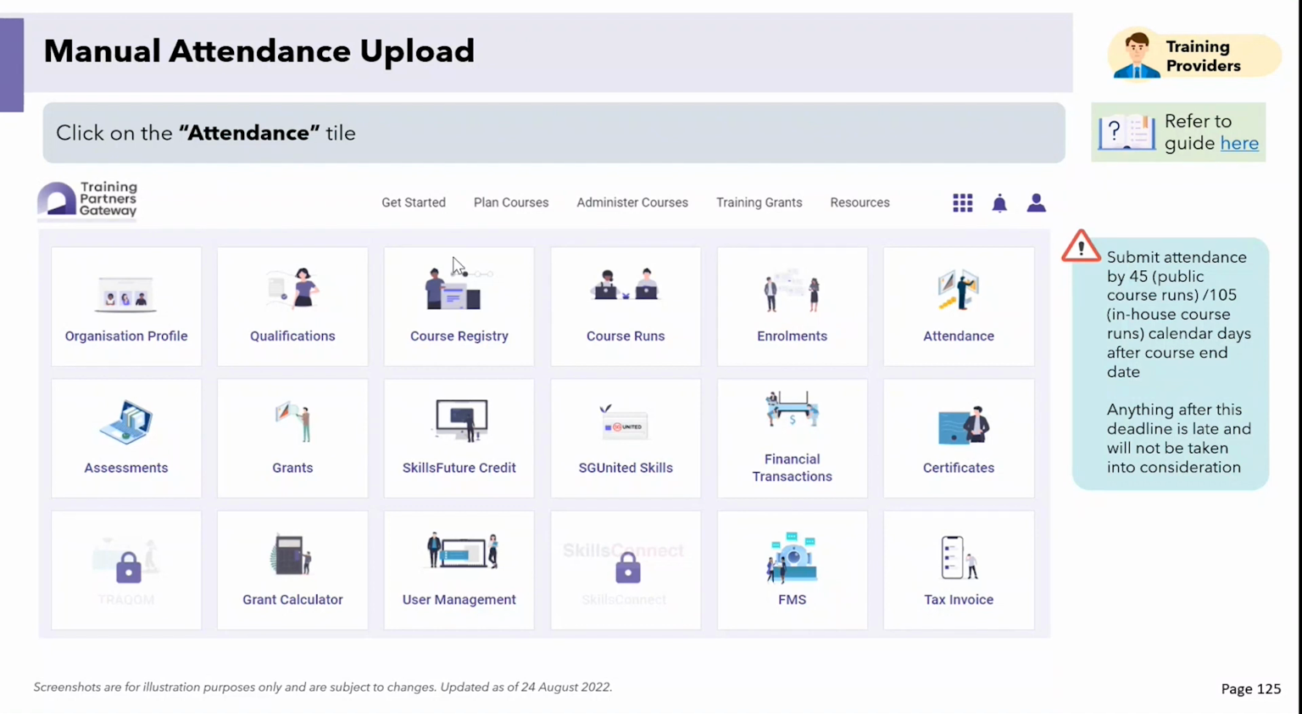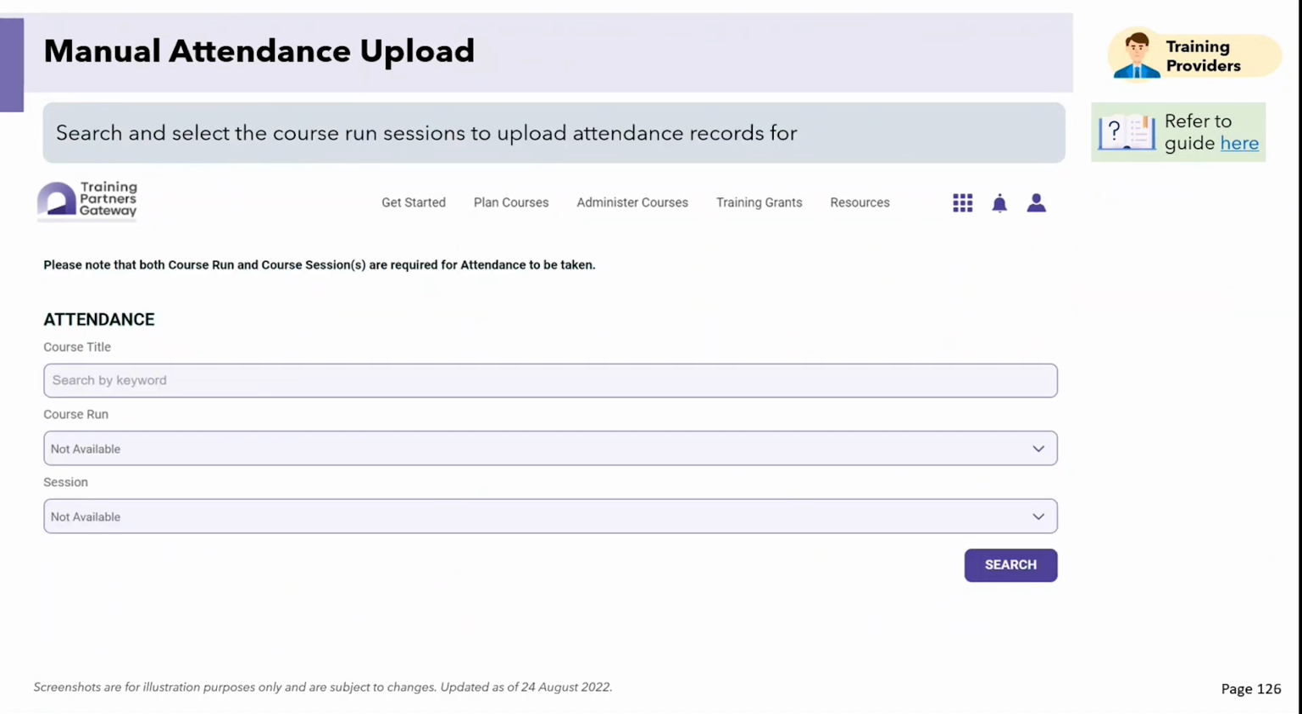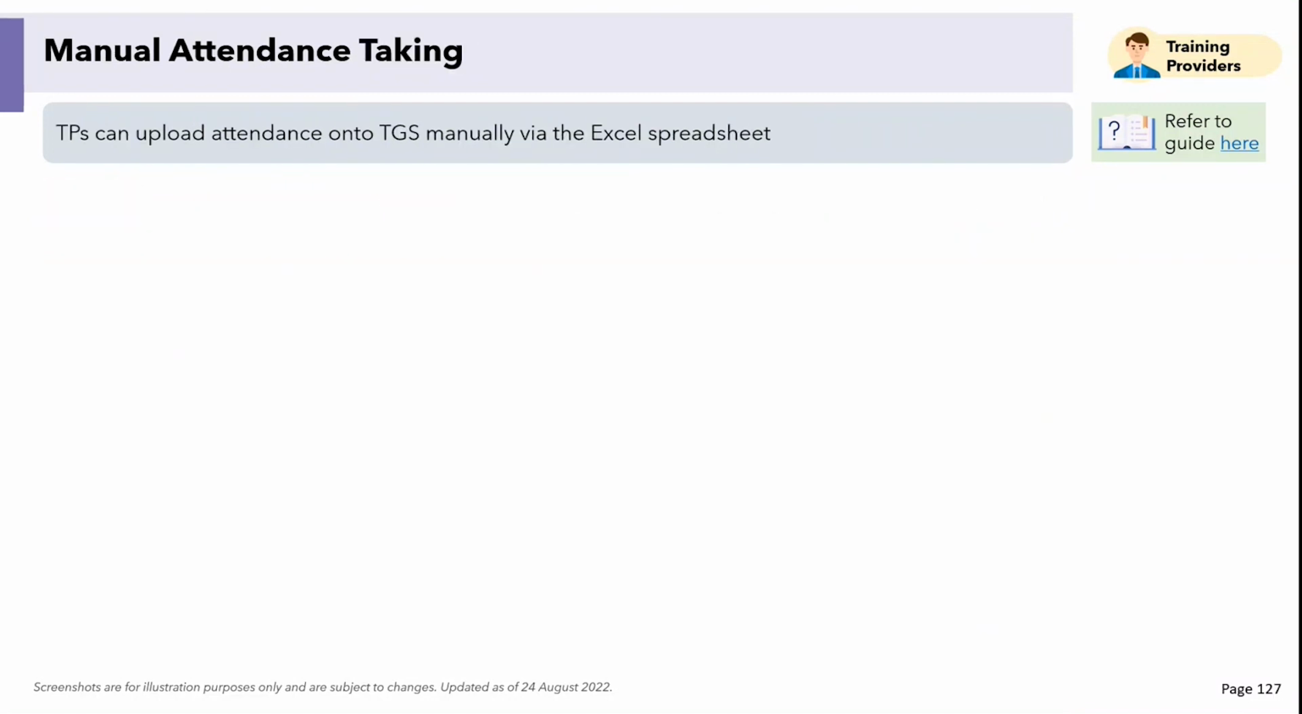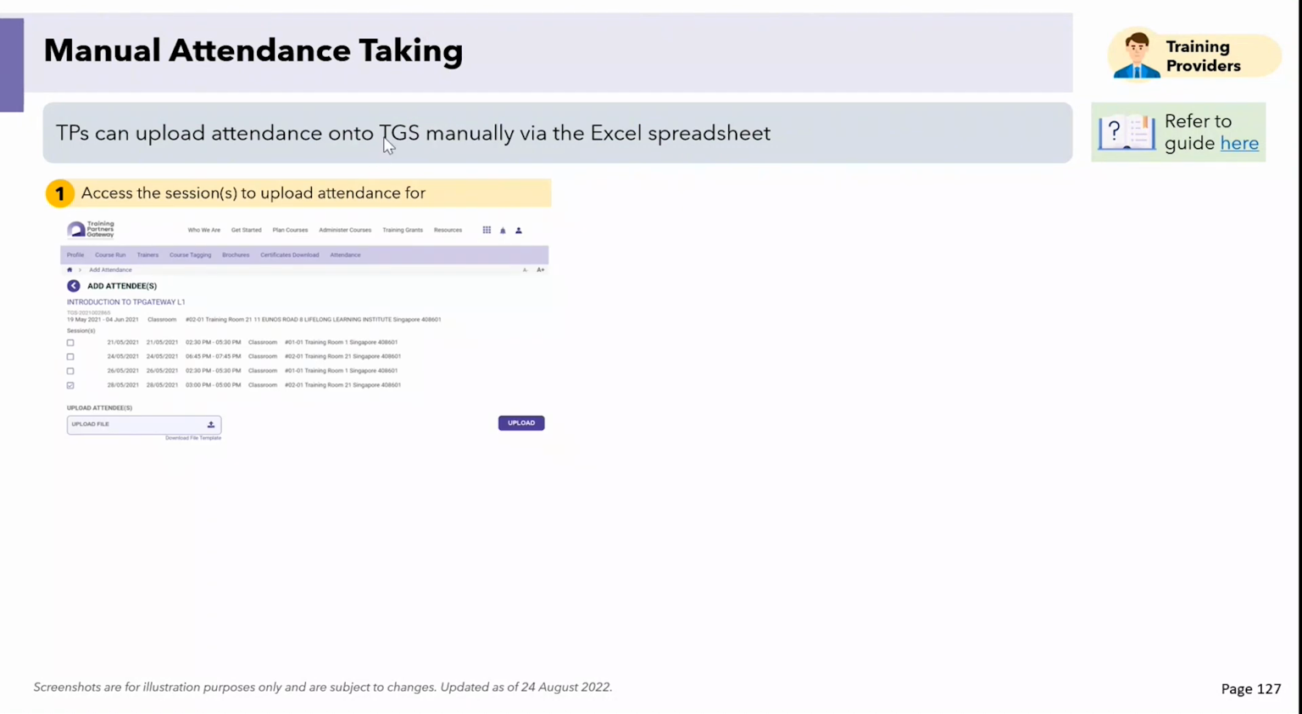So now let's do a deep dive into the steps to upload manual attendance. First, go to TP Gateway and select the attendance tile. Next, search for the course run session to upload attendance records for. Then, select the sessions to upload the attendance for. Do note that you can select multiple sessions.